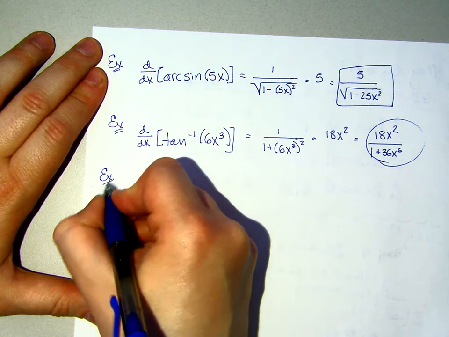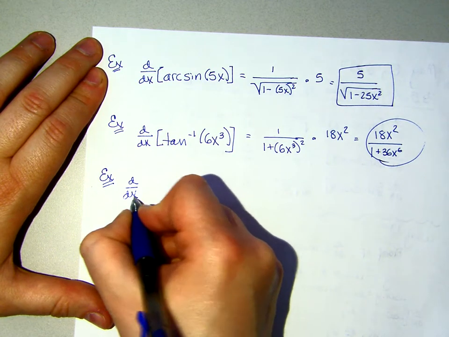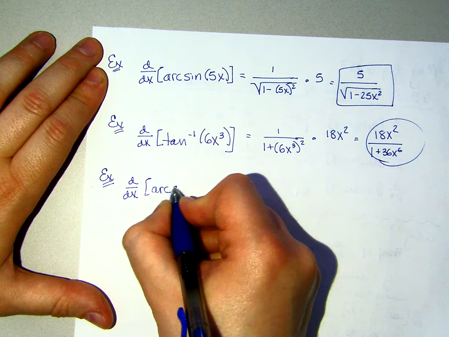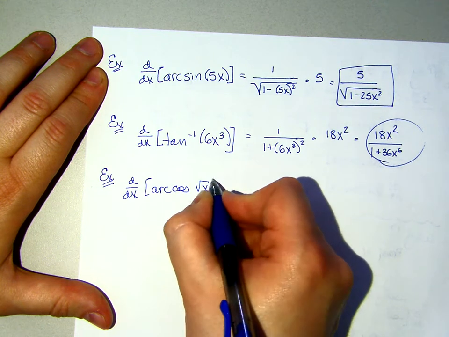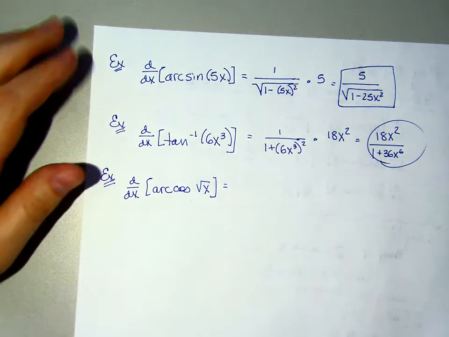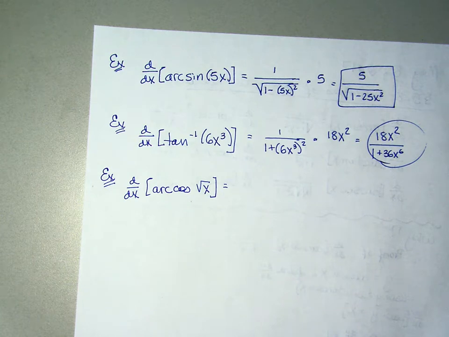Okay, let's try the derivative of the arc cosine of the square root of x. I want to see how far you can get here. We'll go through some of the end simplifying things together, but see what you can do on your own with this one. I hope you are still thinking chain rule.